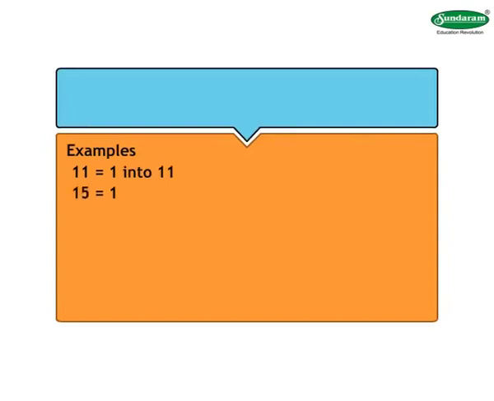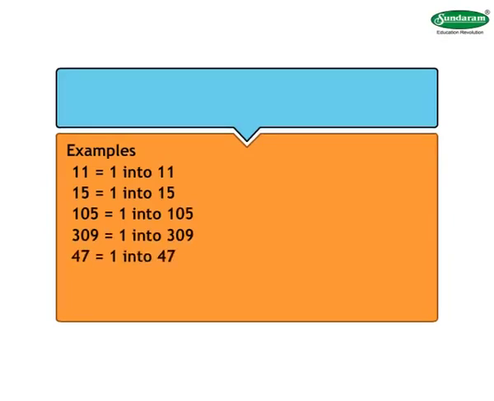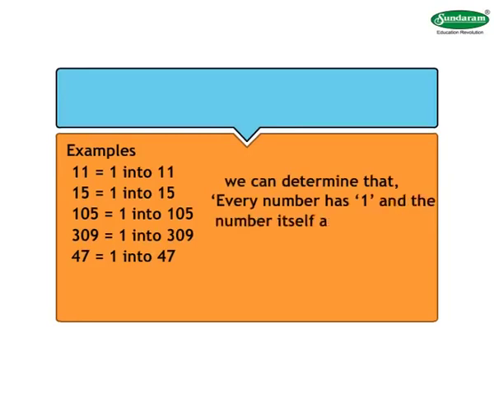15 is equal to 1 into 15. 105 is equal to 1 into 105. 309 is equal to 1 into 309. 47 is equal to 1 into 47. Thus, from above examples, we can determine that every number has 1 and the number itself as its factors.